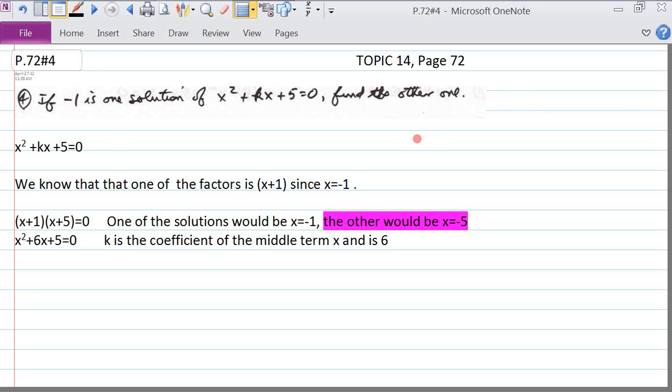So if you want the coefficient of the middle term, it obviously is the coefficient of the middle term here, and it is 6 right here. So the answer to this would be x is minus 5.